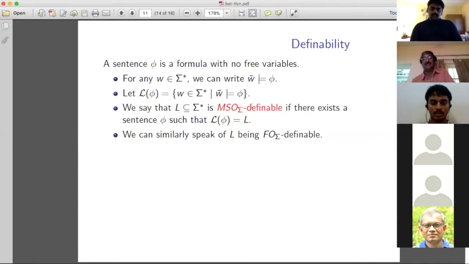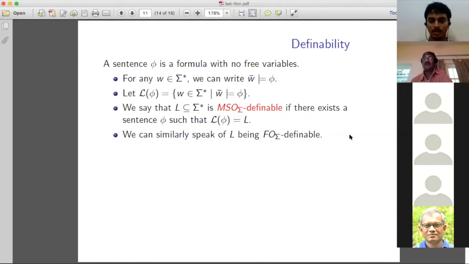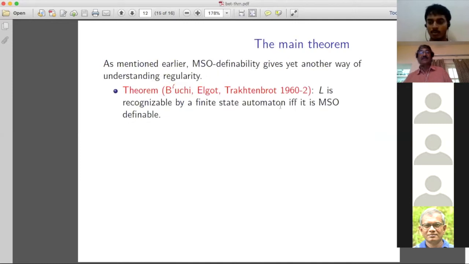Now we say that a language L subset of sigma star is MSO sigma definable if there exists a sentence in MSO sigma such that the language of phi is exactly equal to it. This is how we have talked about all these things, right? We say a class of structures is definable if there is a sentence such that the models of that sentence is exactly that class. Now a structure is a word, so it's a set of structures and then it's a language. Now we can similarly speak of L being FO definable, where you don't use set quantifiers at all. There is a first order fragment sitting there, and you can talk about a language being first order definable.